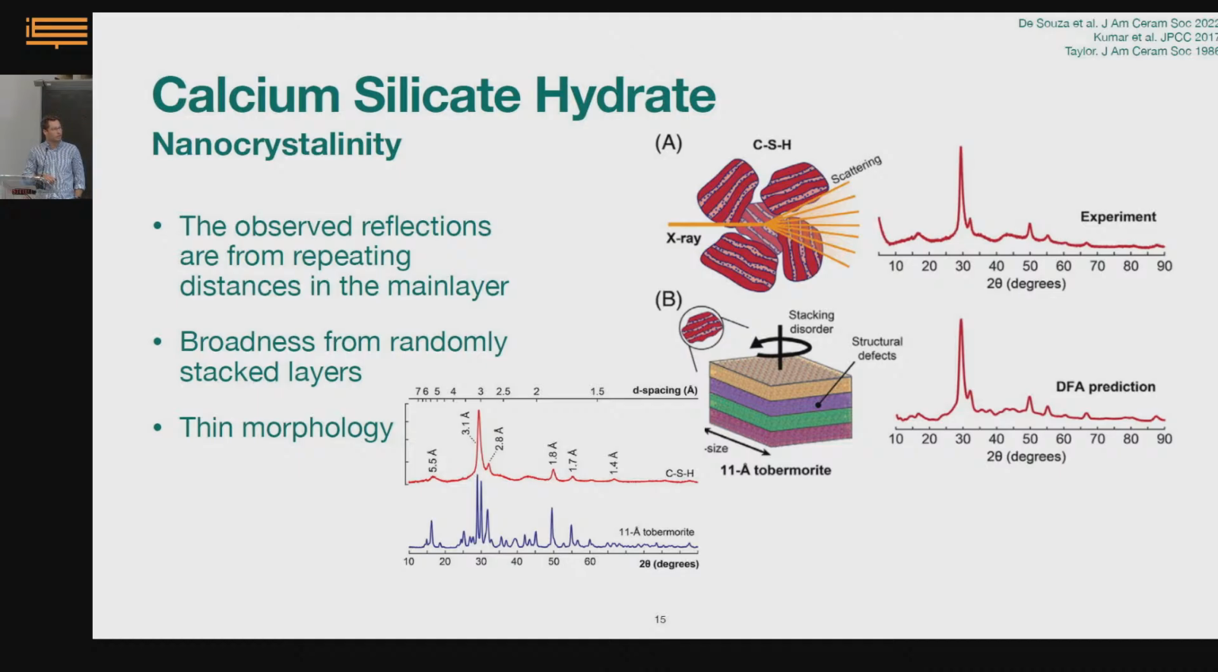They had a completely crystalline tobermorite structure, and they just twisted the layers, a little bit tangled or reoriented, and then you start getting the actual XRD pattern that you see experimentally. So it seems that CSH main layers are very crystalline in the calcium oxide sheet, and the broadness of the reflection only comes from the random stacking and the thin morphology.